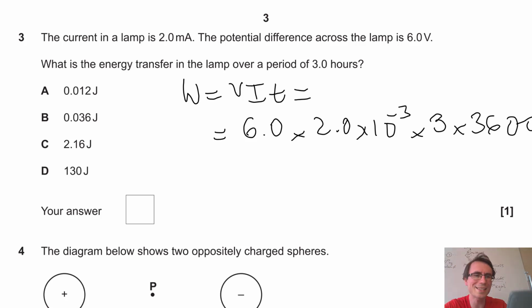Once again, don't write these out in multiple choice questions, just plug them straight into the calculator. So times 2.0 times 10 to the power of minus 3 times 3 times 3,600. So this here will give me around 130 joules. Correct answer is D. Okay, question 4.